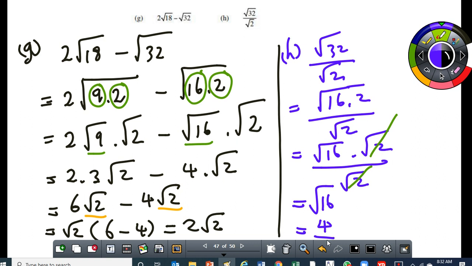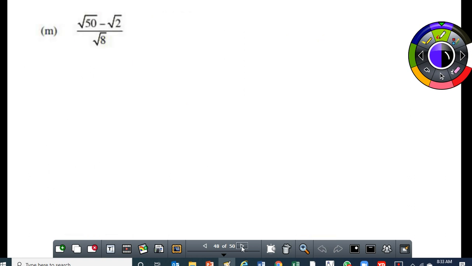Okay, I've used the division law, and I've also used the fact that if the number inside the square root is not a perfect square, then I have to try and write it down as a product of a perfect square and a prime number. All right. So let me move on to the next one.